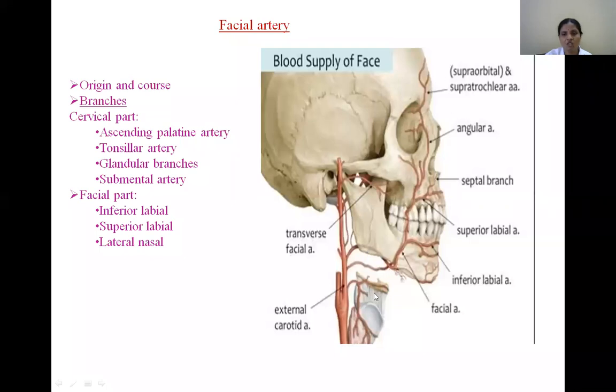You see, this tortuosity of the facial artery is related to the mobile structures, and it is going to supply the mobile structures. So it should be tortuous. The entire course, you see, identify the tortuosity of the facial artery. Then what is the origin? So where does it take origin?